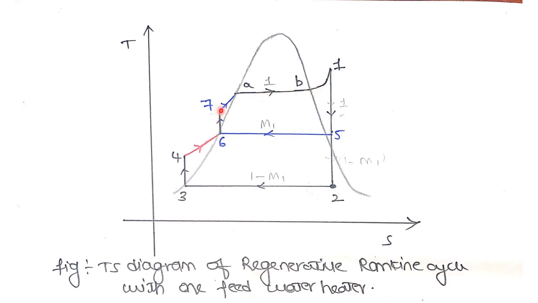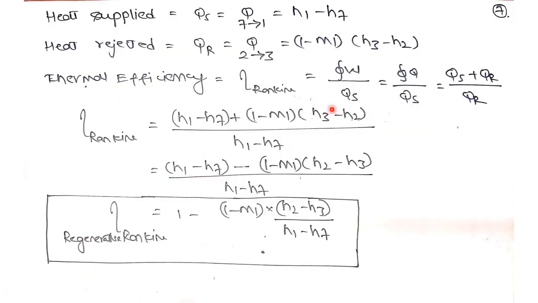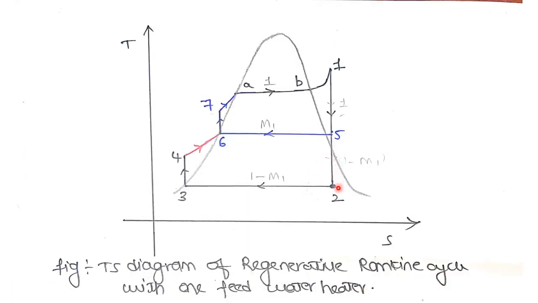Similarly, heat rejected. Where will be the heat rejected? Heat rejected is from 2 to 3, correct? Now, how will you do that? You have to multiply first the quantity of steam which is flowing in that particular cycle, that is 1 minus m1, into final minus initial for heats, correct? So final is H3, minus initial is H2. So 1 minus m1 into H3 minus H2.